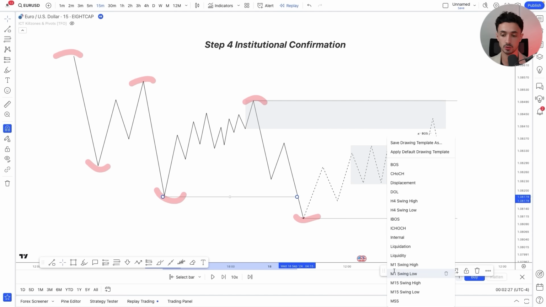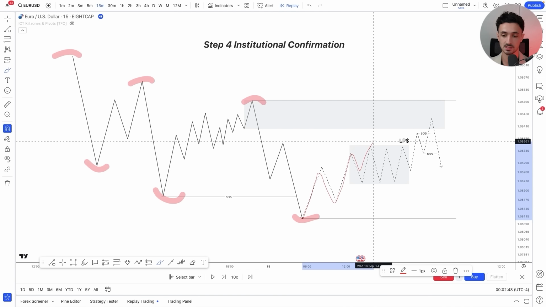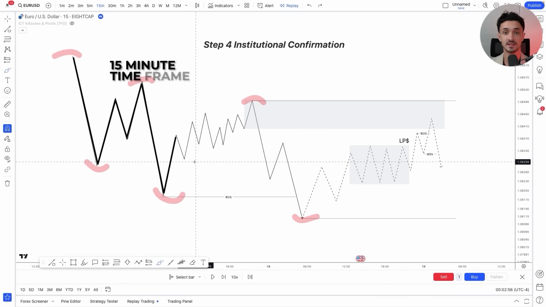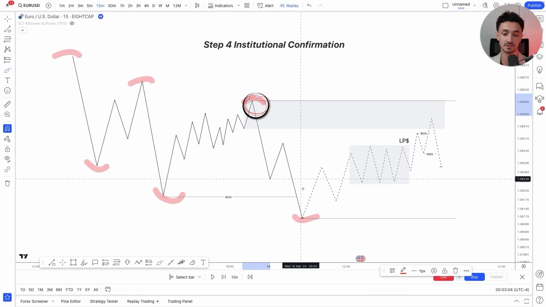We've already seen the institutional footprint step into the market. We've already seen the internal liquidity build. This internal liquidity pool has been built. And now, institutional confirmation. You see, as price comes back up, this is where multi-time frame analysis comes in, because you see this dotted line here. This is going to be representing the 1-minute time frame, whilst these full lines are going to represent the 15-minute time frame. So what you see is we have a bearish 15-minute time frame, which is our time frame for our directional bias.